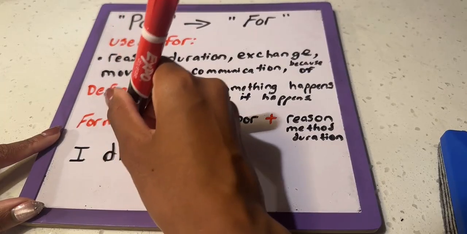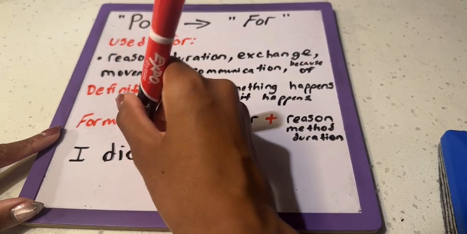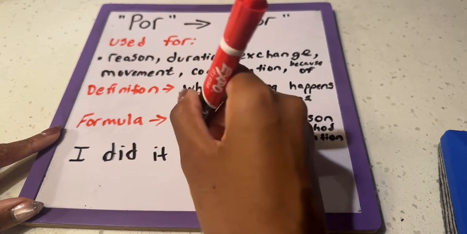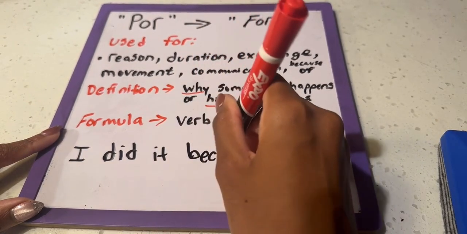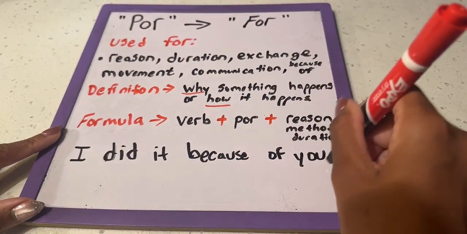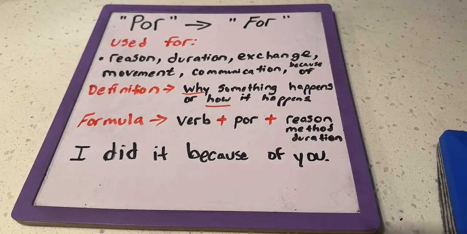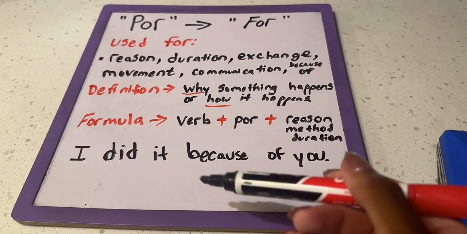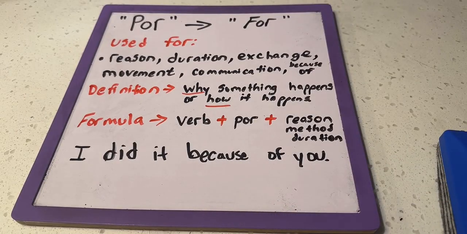And I want to say, I did it because of you. Or I did it for you. Either way, I did it because of you. I did it for you. What would that be in Spanish? That's the very first sentence example that we did today.